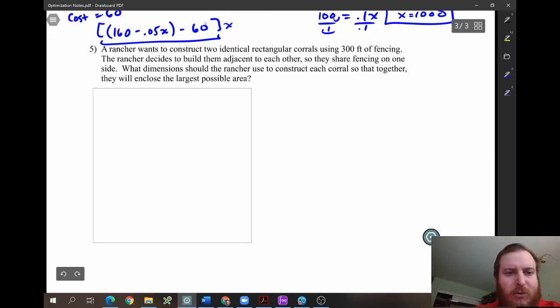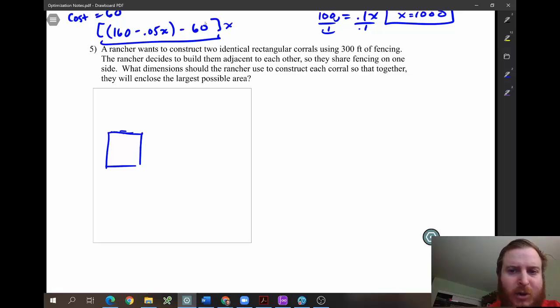Okay, the next one says a rancher wants to construct 2 identical fences, right? So if we kind of had, and they're next to each other. So 2 identical rectangular fences, and the rancher decides to build them adjacent to each other so that they share fencing on one side. So this is a lot more of a figuring out kind of critical thinking that you might be expected to do.